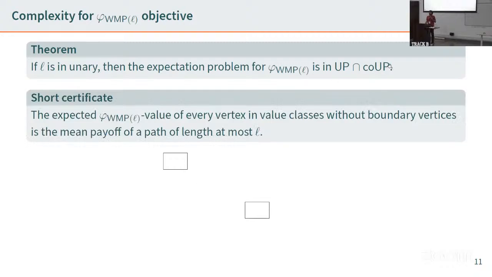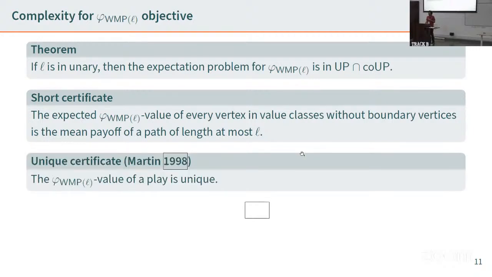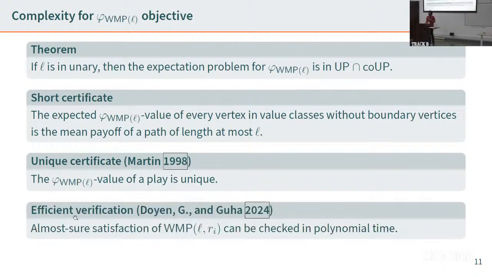So to show that something is in UP intersection co-UP, we just need to show that there's a short certificate. And this follows from the observation that the value of every vertex for this objective can be written as a mean payoff of a path of at most length L. And the fact that this is a unique value follows from Martin's result on determinacy. And finally, from a previous paper on satisfaction, we have an efficient method for the almost sure satisfaction.